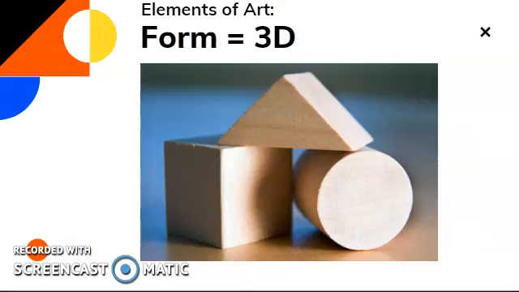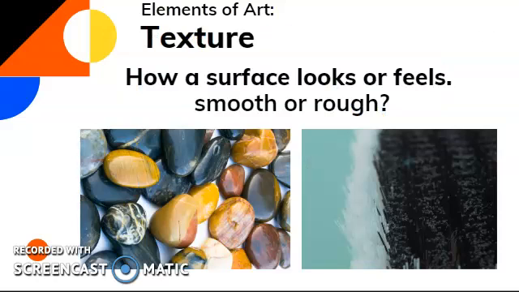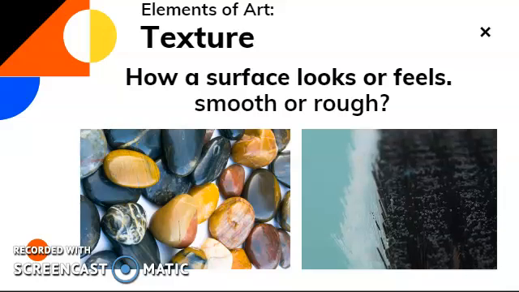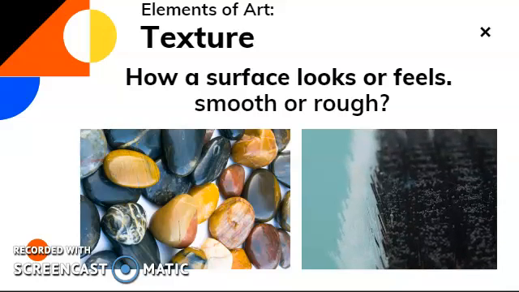After shapes, we have form. Form is not flat. Form is three-dimensional, and it can have height, width, and depth. Those are 3 dimensions. Something that is three-dimensional is not flat. Something that would be an example is a sphere, like a ball, or a cube that's a wooden block. Texture is another element of art. Texture explains how a surface looks or feels.